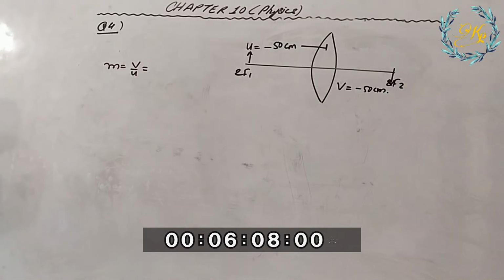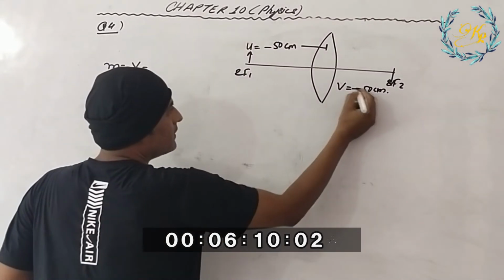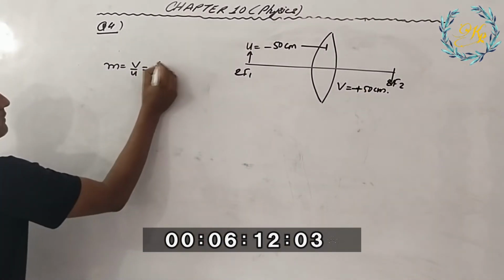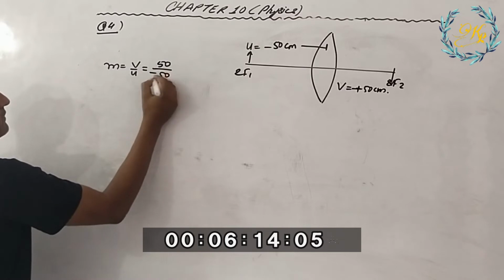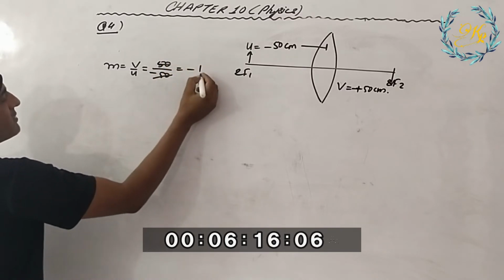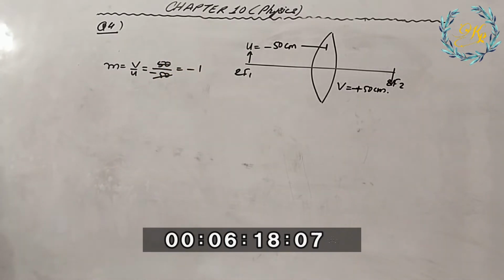Okay. Now finding this will be positive, 50 upon minus 50, cancelling both, we get the answer as minus 1. So the value of magnification is minus 1 for convex lens. Now here we also need to find the power of the lens as well.